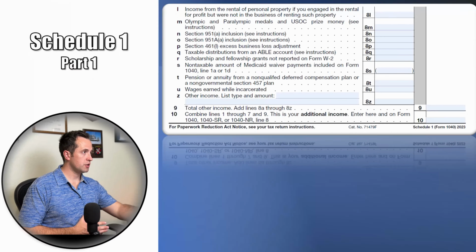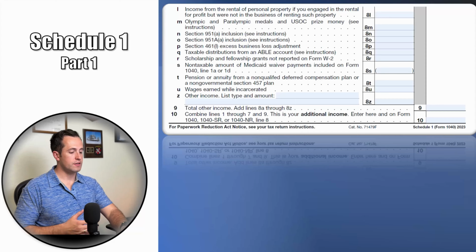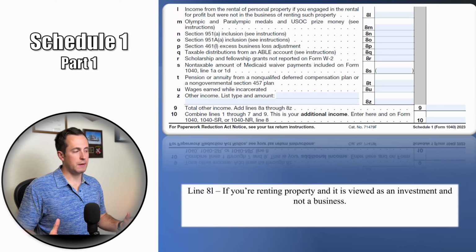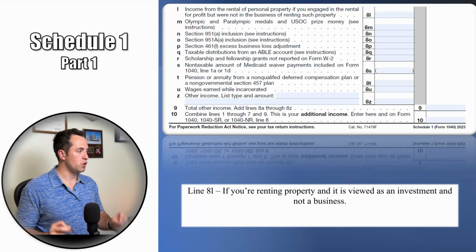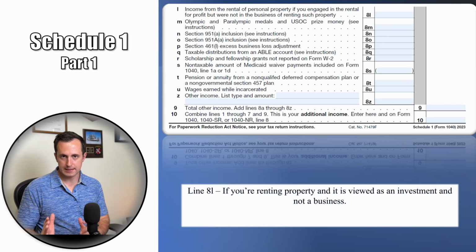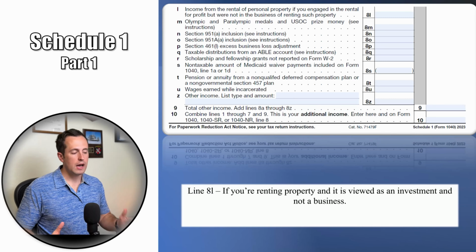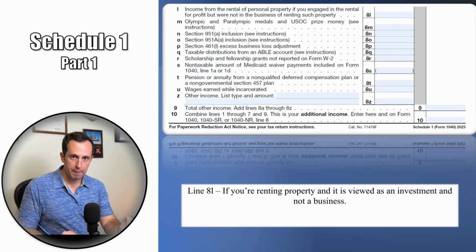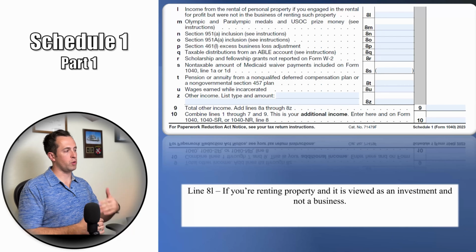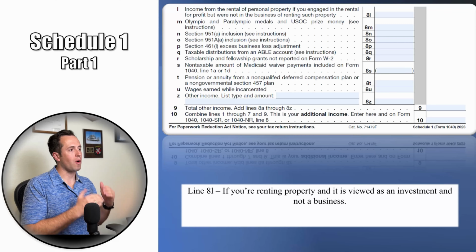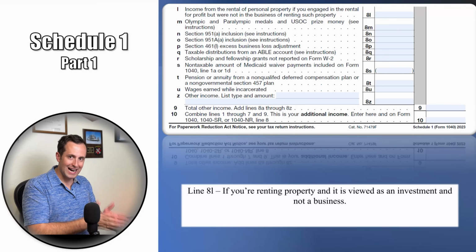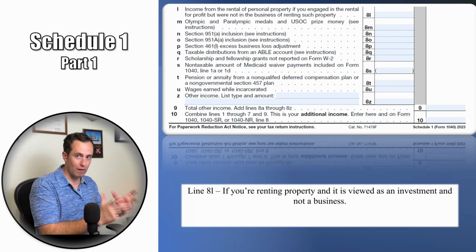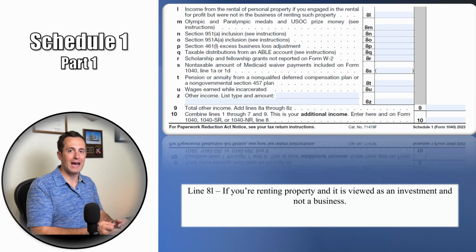Going over to the next section, this is going to be 8L. Now, this is going to be a little bit more complicated. It's basically if you're renting property and it is viewed as an investment and not a business. What's the difference here? A business is something that you are actively working towards. You're doing it day in, day out. Let's say you are managing a property and you're doing the repairs and things like that. You are actively involved. You are spending your time on that particular rental property. Then it could be viewed as a business.